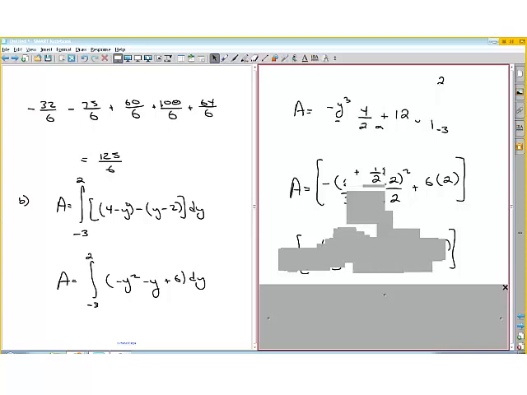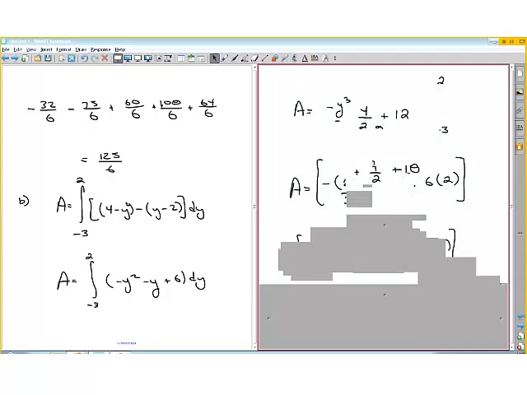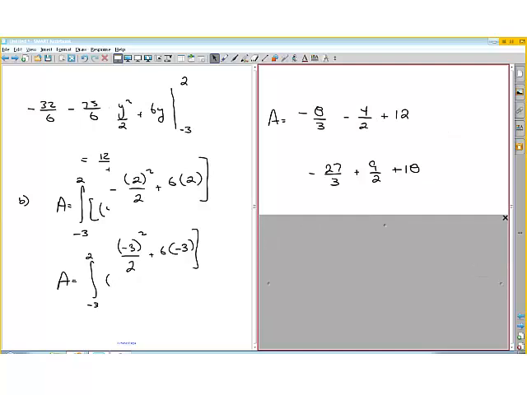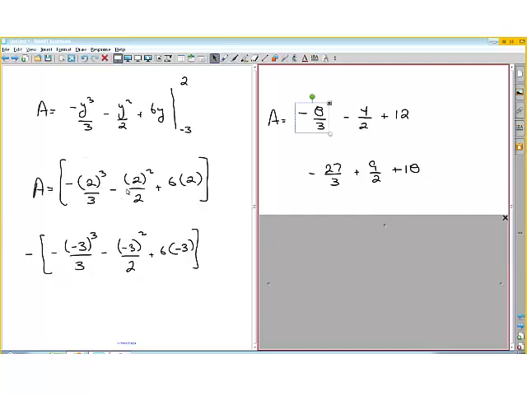So what do we get? 2 cubed is 8, negative 8 over 3. 2 squared is 4 times negative 1, negative 4 halves. 6 times 2 is 12. Here we have a negative. Negative 3 cubed is negative 27. Negative 27 becomes positive 27 times negative is negative 27. So we get negative 27 thirds. Negative 3 squared is positive 9, positive 9 halves. 6 times negative 3 is negative 18. Negative times negative is positive.